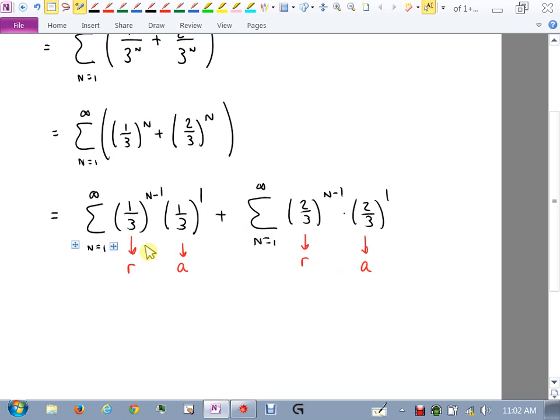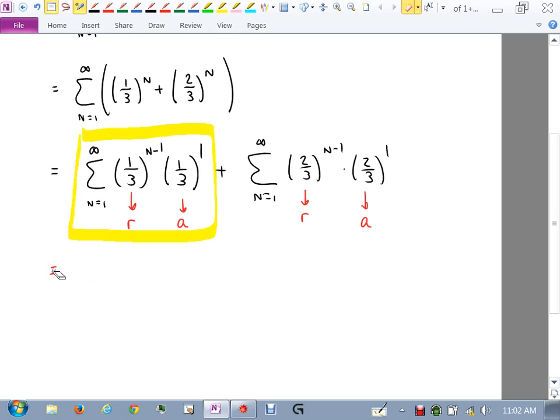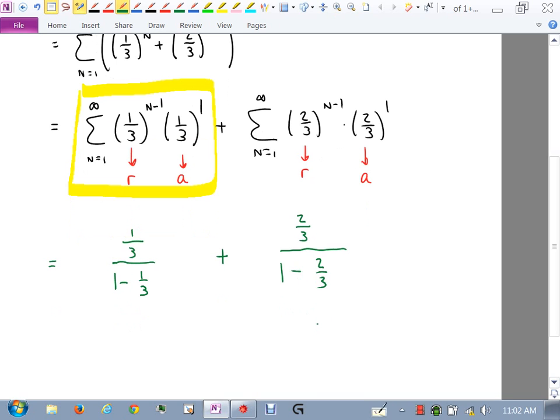So let's figure out what this adds up to. It should be a over 1 minus r, right? The first one should add up to a over 1 minus r. So a is 1/3 over 1 minus r, which is 1/3 again. Then I have plus the other one, which is the a here, 2/3, over 1 minus r, which is 2/3. So I'm going to get two fractions here. This is 1/3 divided by 2/3. What's 1/3 divided by 2/3? 1/2.